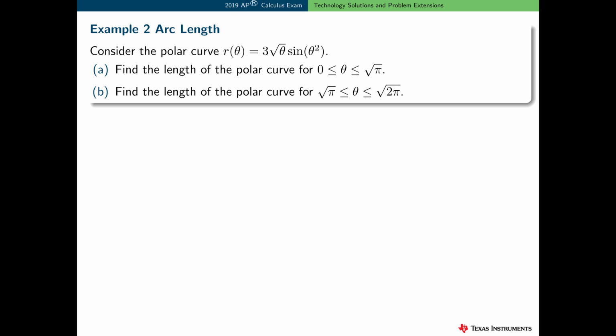So let's consider the same polar curve. Find the length of the polar curve for theta between 0 and the square root of pi, and then for theta between the square root of pi and the square root of 2 pi. And you might also think about the arc length of more segments or loops like this. Next, of course, would be the square root of 2 pi to the square root of 3 pi, and so forth. I wonder if there's a limit here.